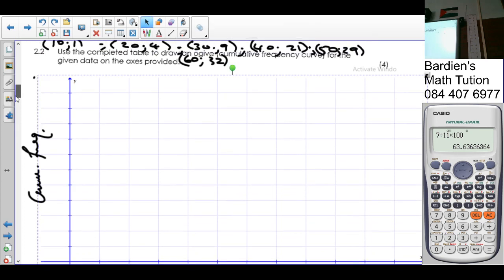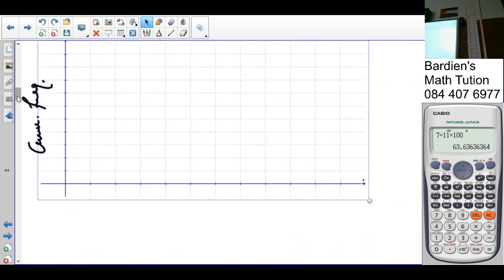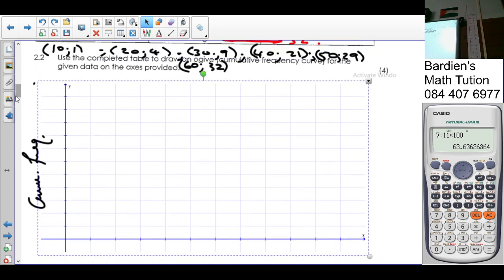It's a bit smaller. You can have the numbers in focus. We always try and draw the graph as big as possible, then it will be more accurate. The bigger the graph, the more accurate it is.